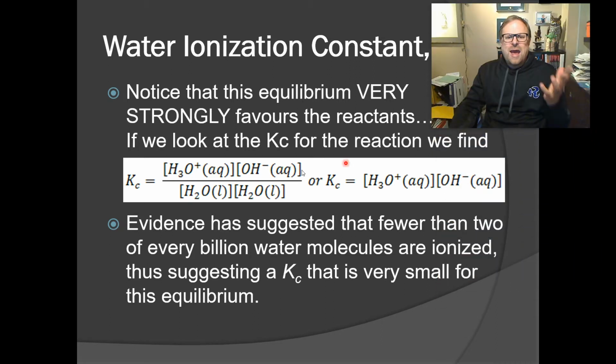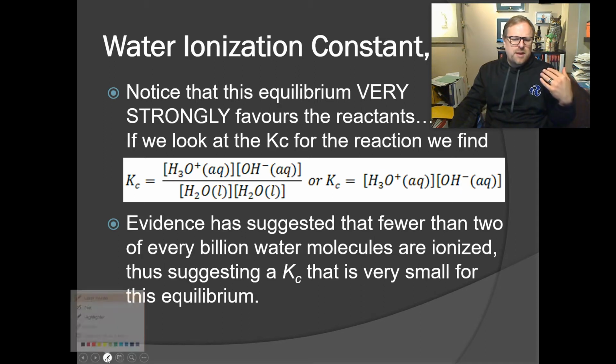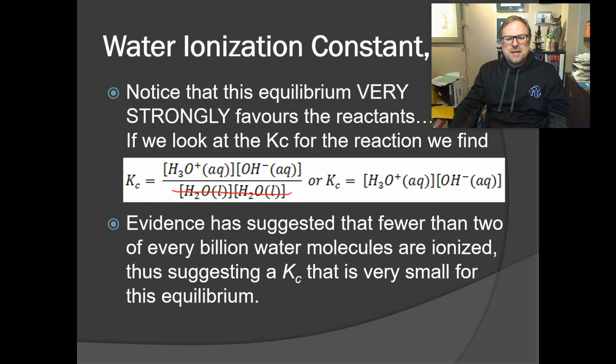And if we look at the Kc for the reaction, we find that we can eliminate the bottom two here. Why do we eliminate those? Well, remembering back to where we've come from, anything that is in a condensed form, like a liquid or a solid, is ignored in our equilibrium law expression. So really, our equilibrium constant for that reaction is the concentration of hydronium times the concentration of hydroxide. Okay, I'm going to keep building on this, so follow along with me.